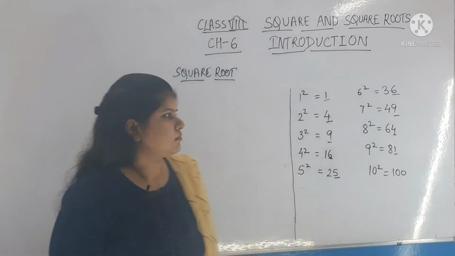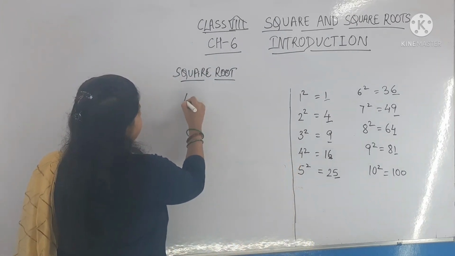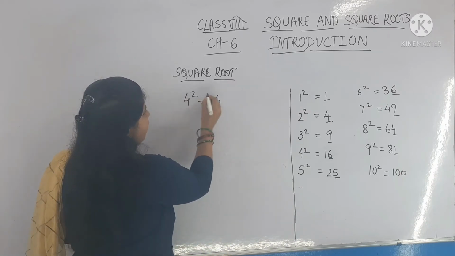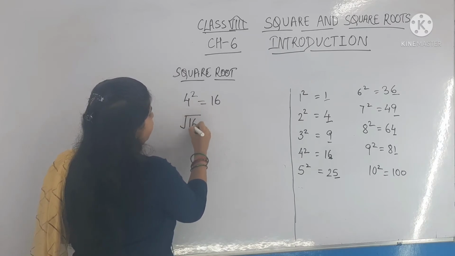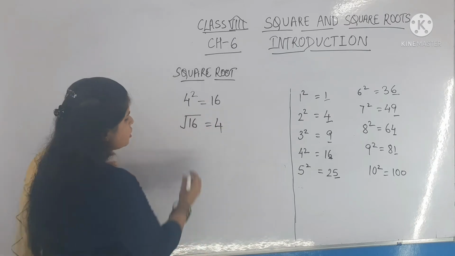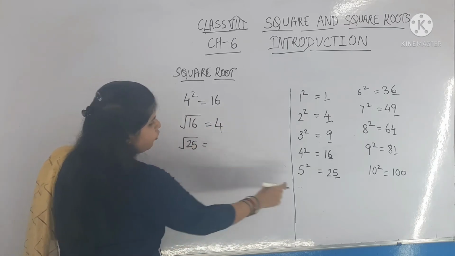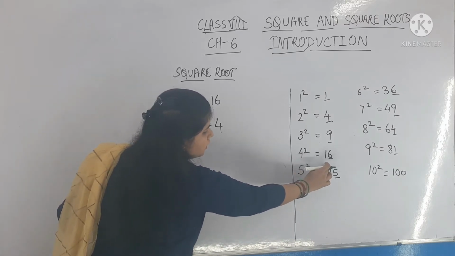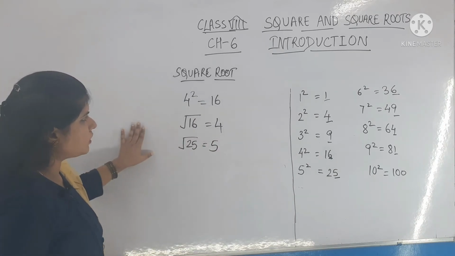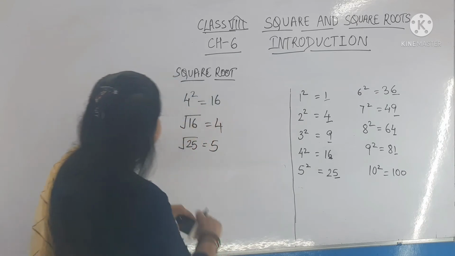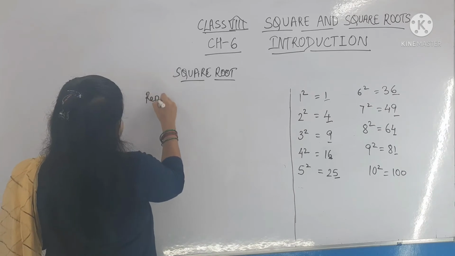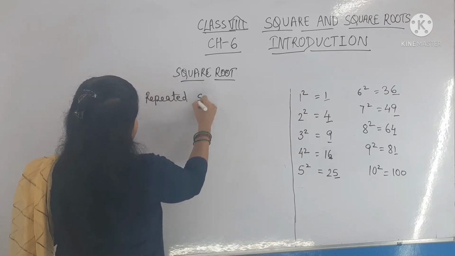Okay, square root: 4 square is equal to 16, that is the square of 4. If we want, the square root of 16 is 4, so it is the opposite. Square root of 25: we know 5 square equal to 25, so the square is turned over to the square root, and this is 5. Now in this we have repeated subtraction. This is one method to find the square root.